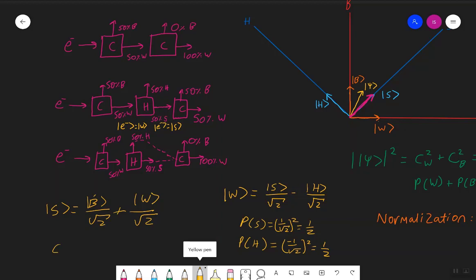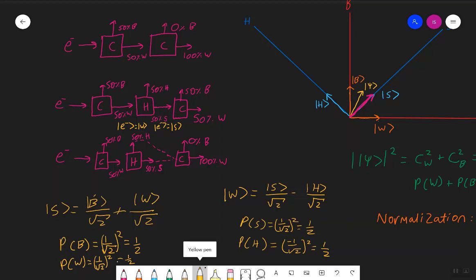And then we know that the coefficient for being black is 1 over root 2, and the coefficient for being white is 1 over root 2. So the probability of being black would be 1 over root 2 squared, which is 1/2. And similarly, the probability of being white is 1 over root 2 squared, which is 1/2. Right?